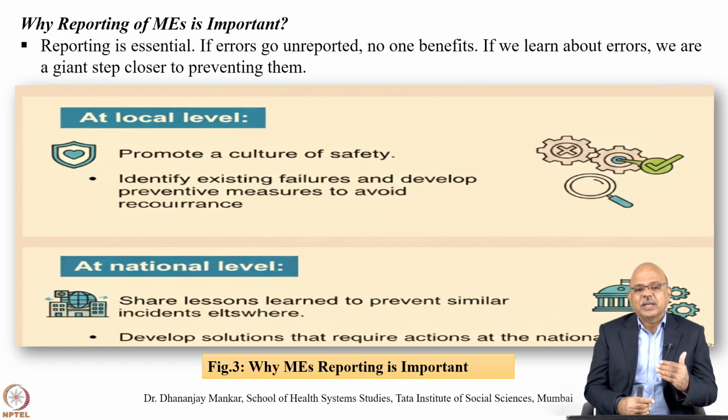What is to be taken as a responsibility at the national level? Shared lessons are to be seen, to prevent similar error events which are happening elsewhere, and learning from those lessons: what steps are taken, how they are reported, who is reporting, who are the people working on them, and in what way they have encountered success.